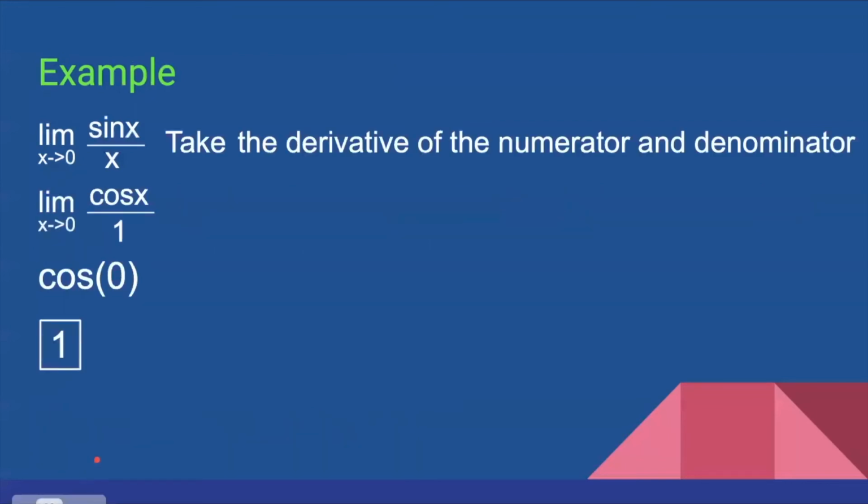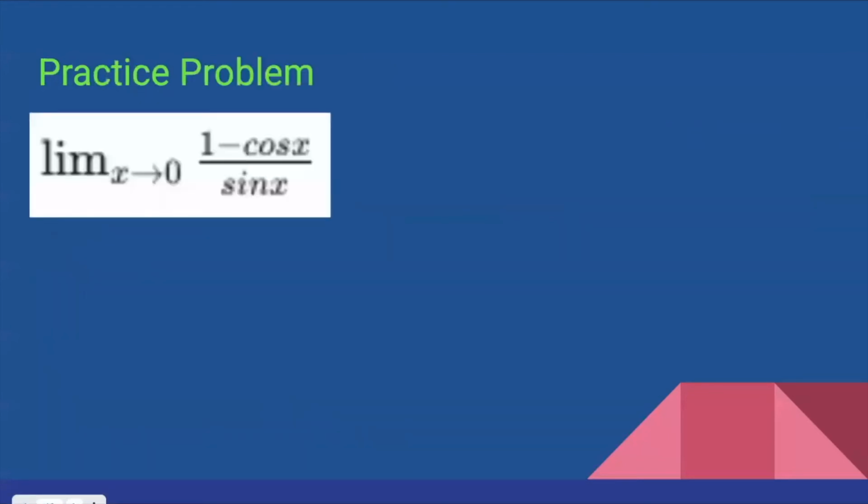All right, so take the derivative of the numerator and the denominator. So the derivative of sine of x is cosine of x, the derivative of x is 1, and now you can plug in x equals 0, and then you get cosine of 0, which is 1. So this limit right over here is equal to 1. All right, so now if you want, pause the video and try this problem by yourself.